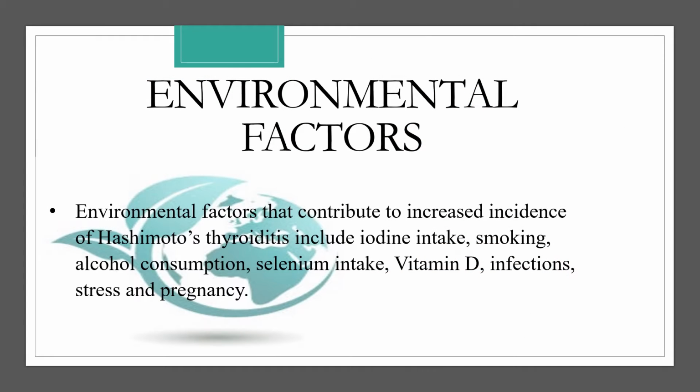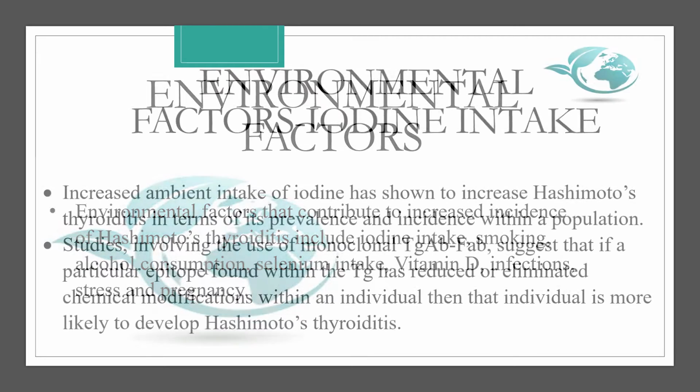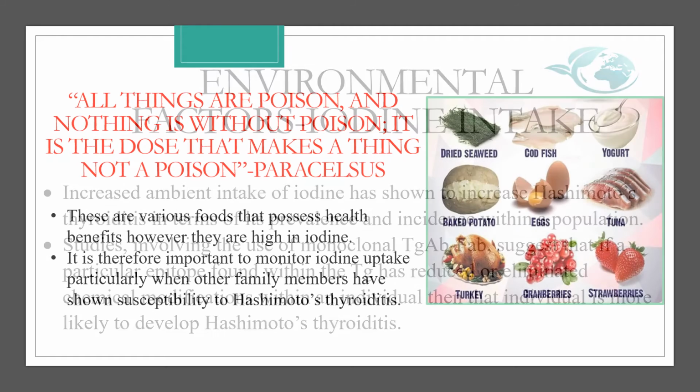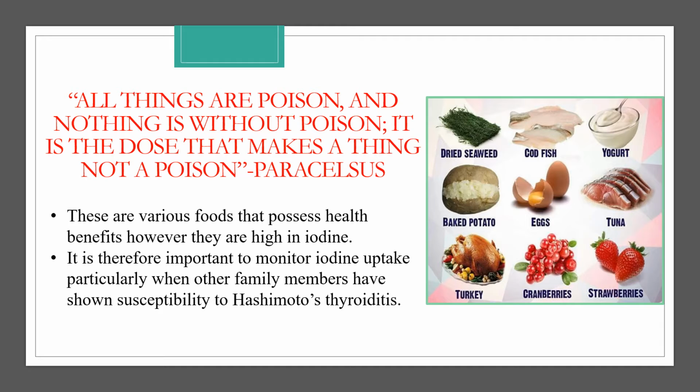So now we are going to look at environmental factors that contribute to increased incidence of Hashimoto's thyroiditis. Iodine intake. Increased ambient intake of iodine increases Hashimoto's thyroiditis. When there are excess levels, it inhibits and suppresses the body's ability to regulate and rid itself of dysfunctional cellular components via autophagy. All things are poison, and nothing is without poison. It is the dose that makes a thing not a poison. A quite fitting quote from Paracelsus himself.